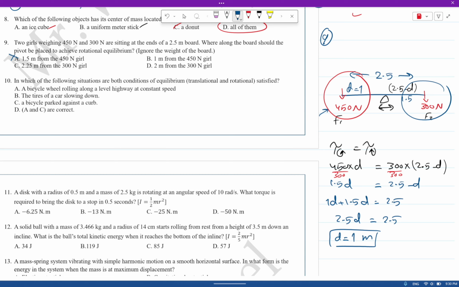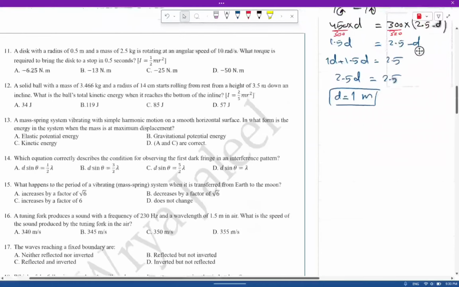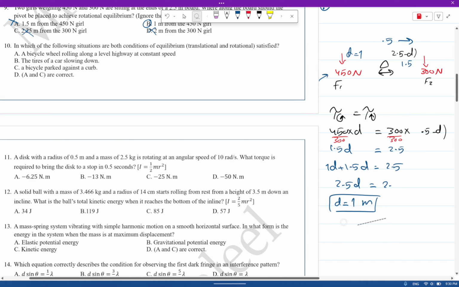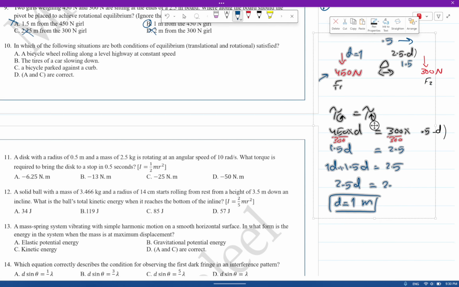Option B says 1 meter from the 450 Newton. That is correct. What about option C? 2.25 meter from that? No. 2 meter from the 300 Newton girl? No. So of course that is option B. I hope you understood how it is done. If not, you can always rewatch this until you fully understand this. Let's clean this.